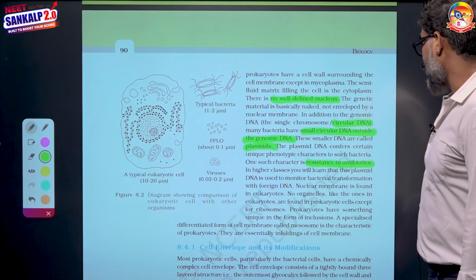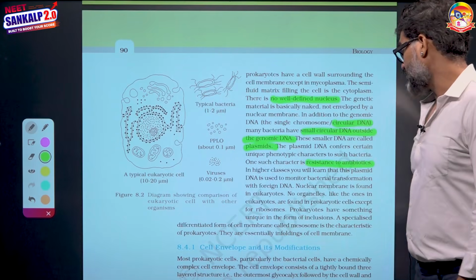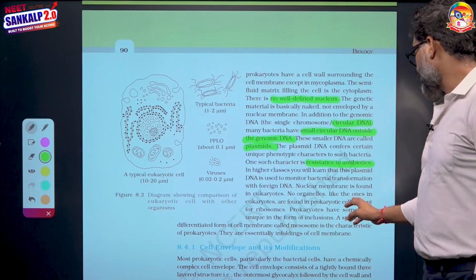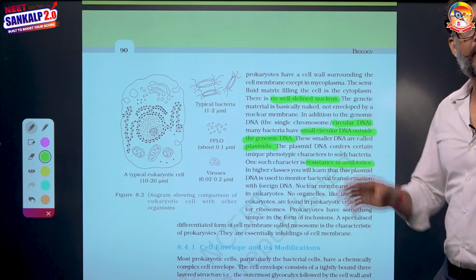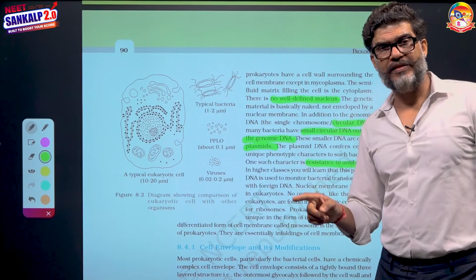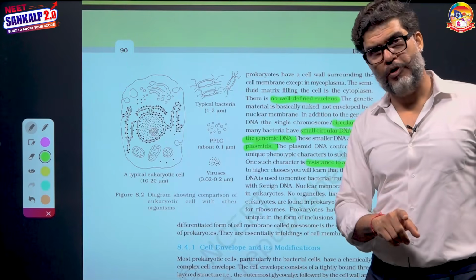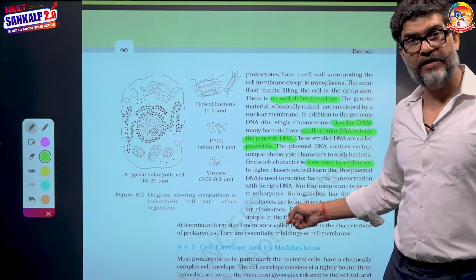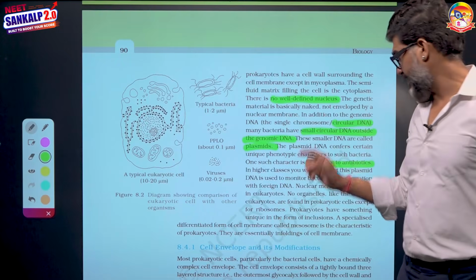Nuclear membrane is found in eukaryotes. No organelles like the ones in eukaryotes are found in the prokaryotic cell except ribosomes. Ribosomes are fundamental cell organelles present in both prokaryote and eukaryote. The difference is only that in prokaryote the ribosomes are 70S type, while in eukaryote they are 80S type.